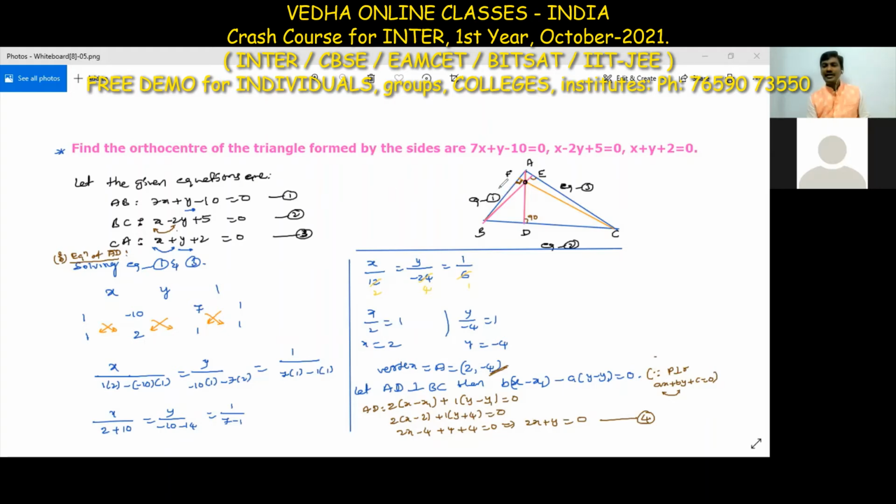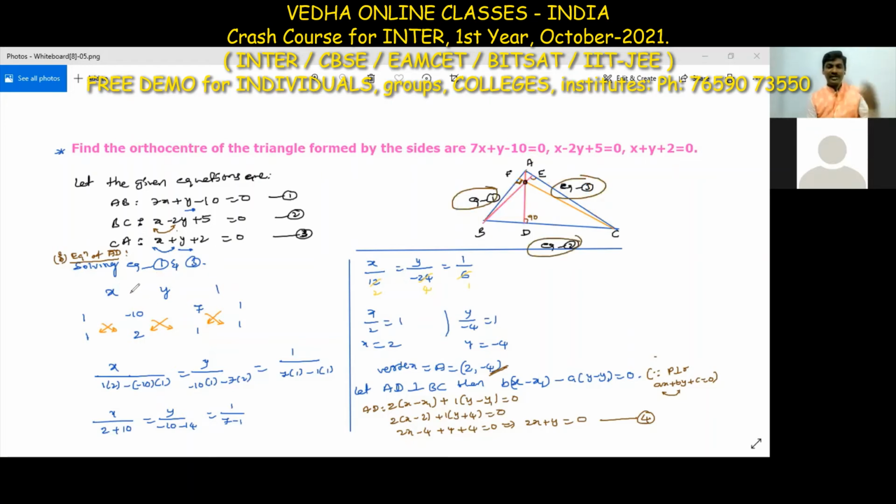So here AB is equation 1, BC is equation 2, CA is equation 3. Solving equations 1 and 3 means we are taking the equation of AB and the equation of CA. The intersecting point is A, so we get the point A by solving equations 1 and 3.